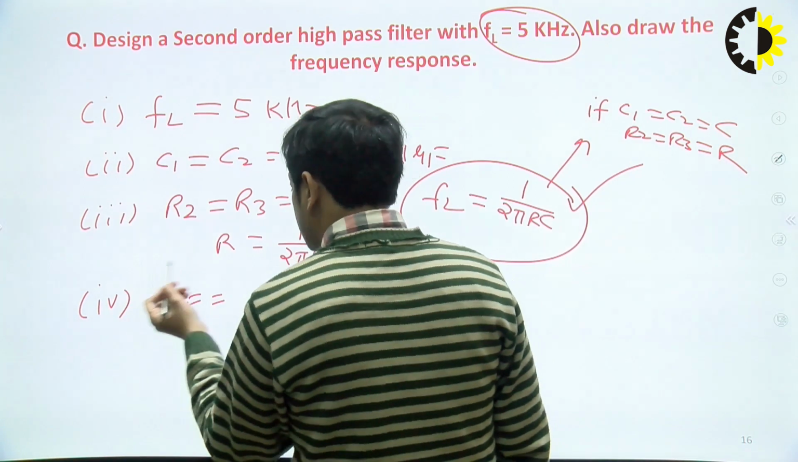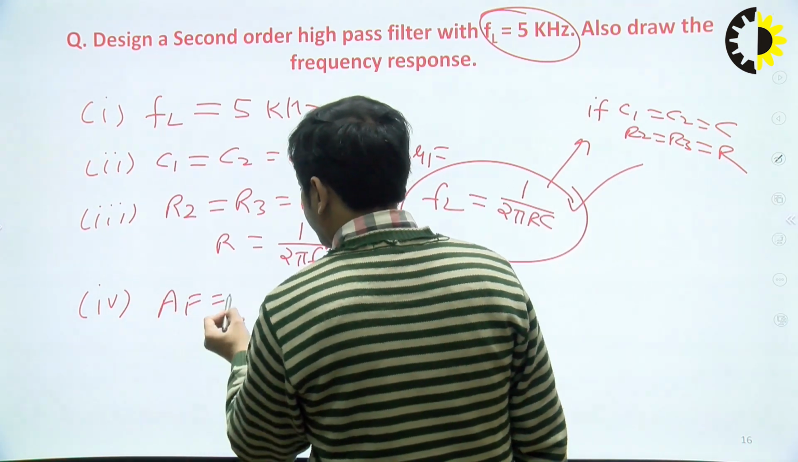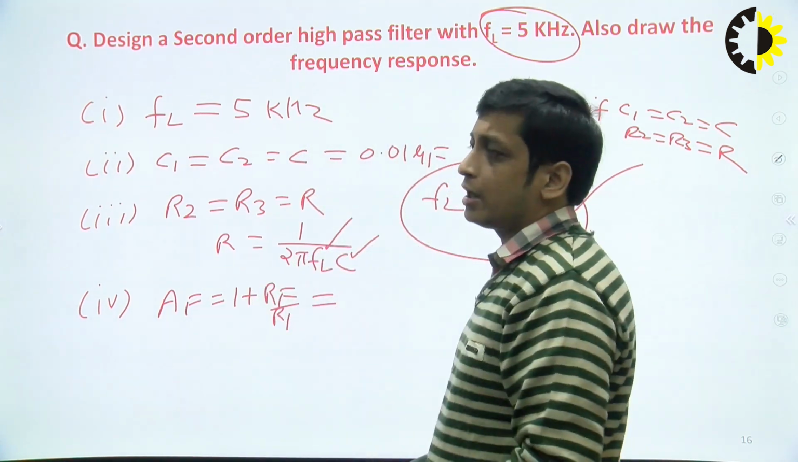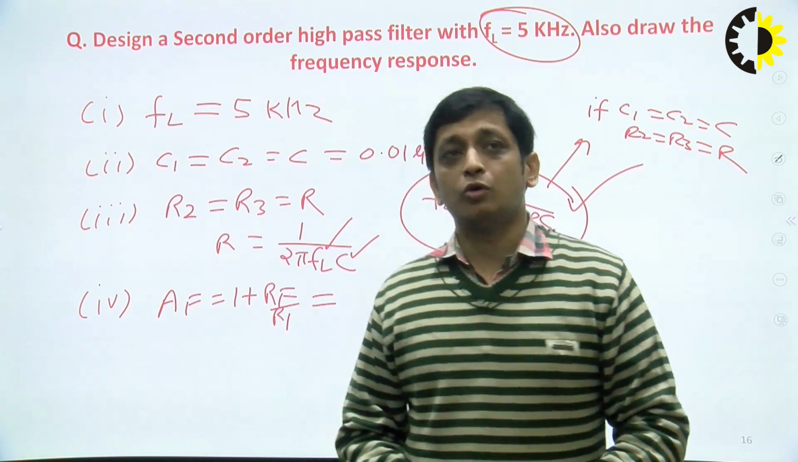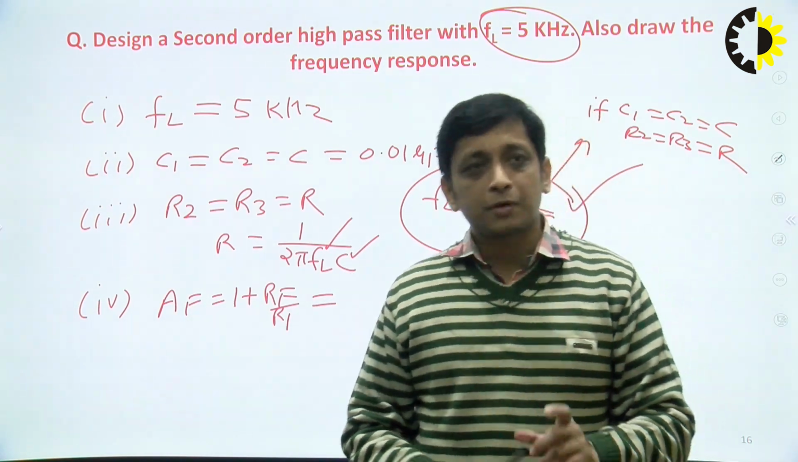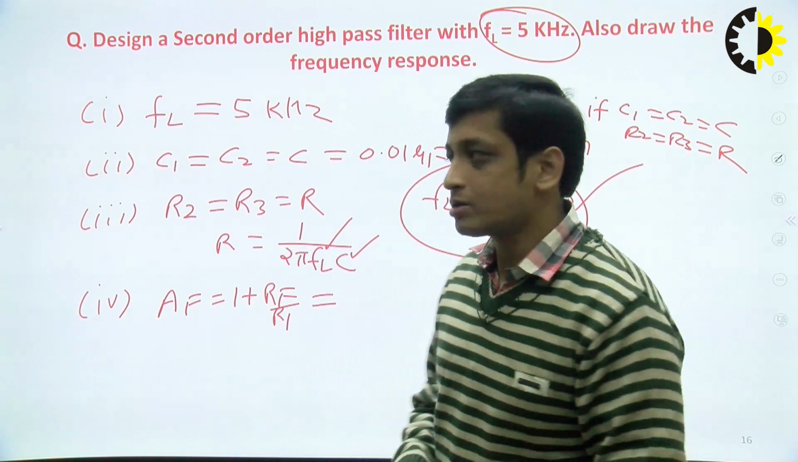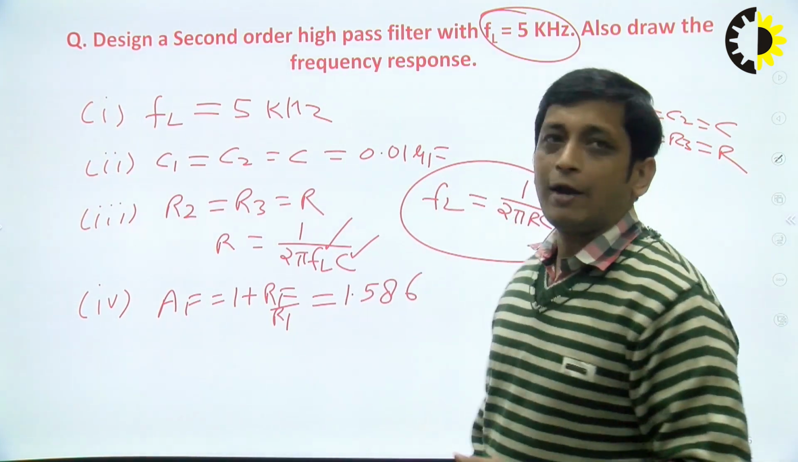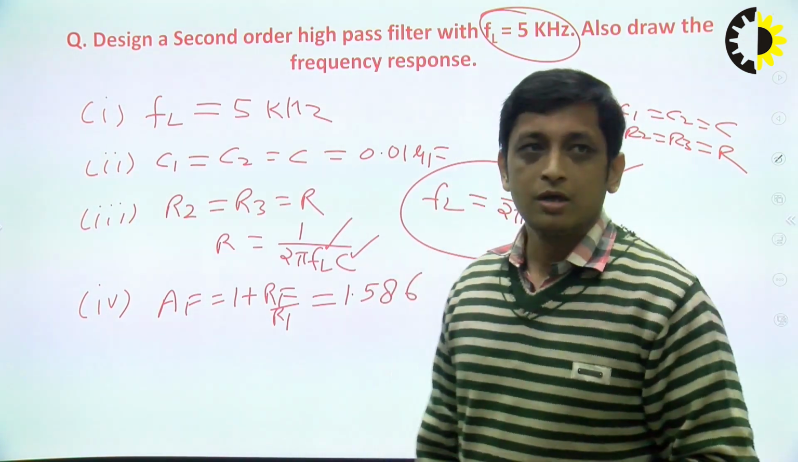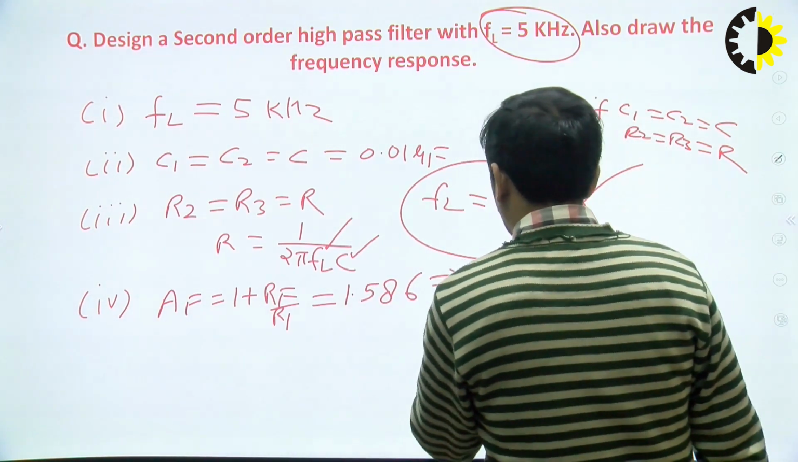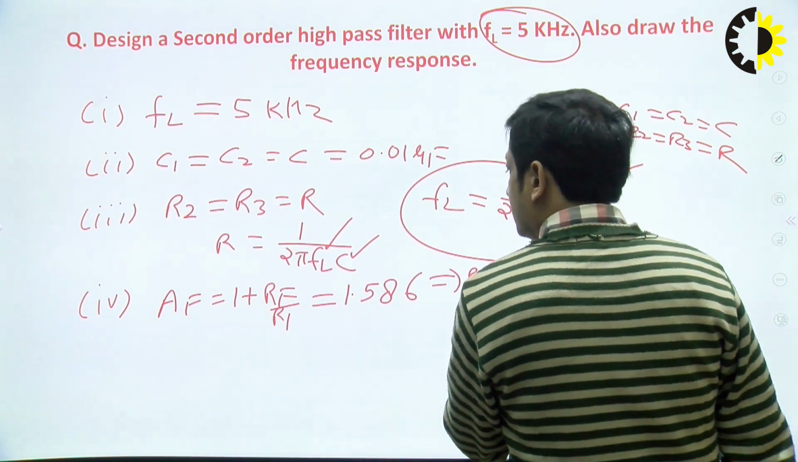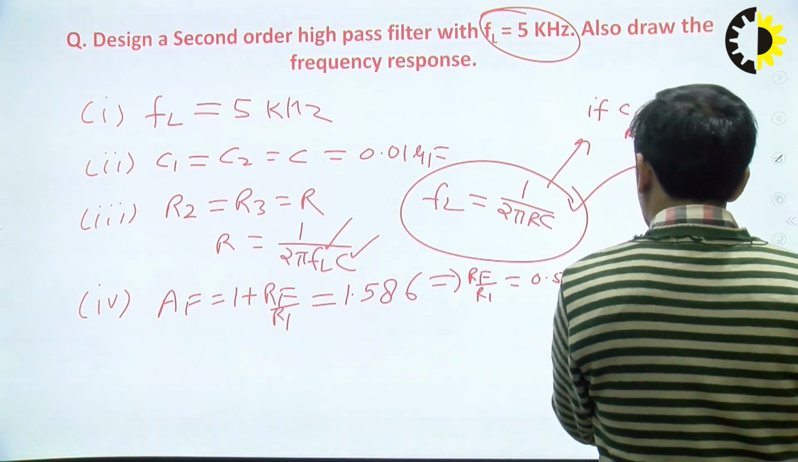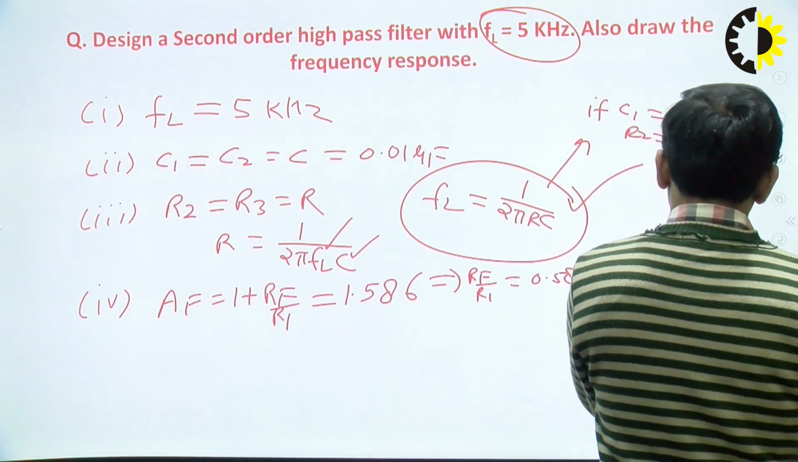Since we are using non-inverting configuration, the passband gain AF equation will be equal to 1 plus RF upon R1. As I have already mentioned, in the numericals of second order low pass filter and second order high pass filter, normally AF value is not given. So in that case, always take AF is equal to 1.586 because this value gives the flat passband gain, that is called Butterworth response. From here, what will be the value of RF upon R1? It will be equal to 0.586. From here, what is RF? RF will be equal to 0.586 R1.